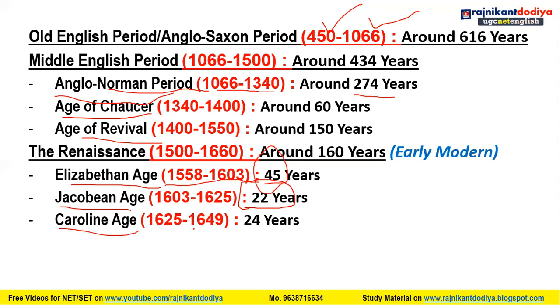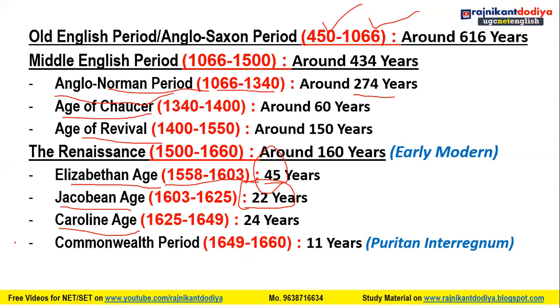Cavaliers were the supporters of the King of England, and the Roundheads were the supporters of the Parliament. So the king and the Parliament were on opposite sides, and there was civil war between these two types of supporters, the supporters of the king and the Roundheads, in the Caroline age. So once again, the Cavaliers and the Roundheads in civil war in this Caroline age.